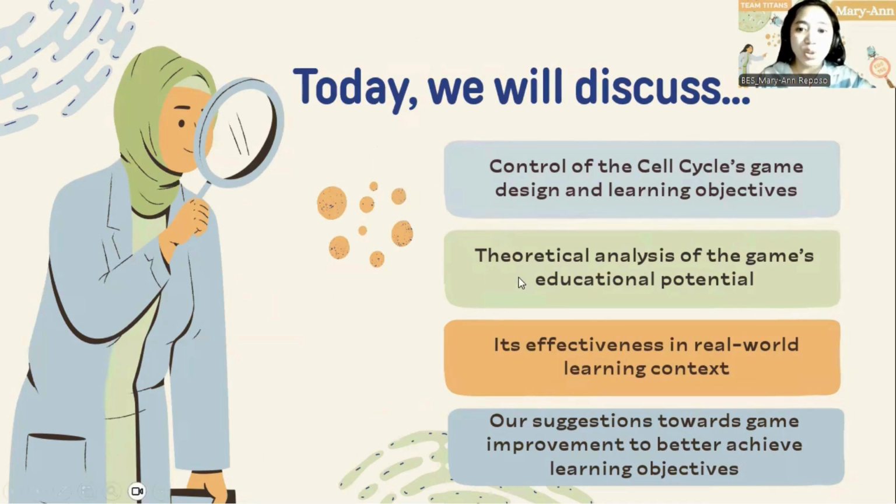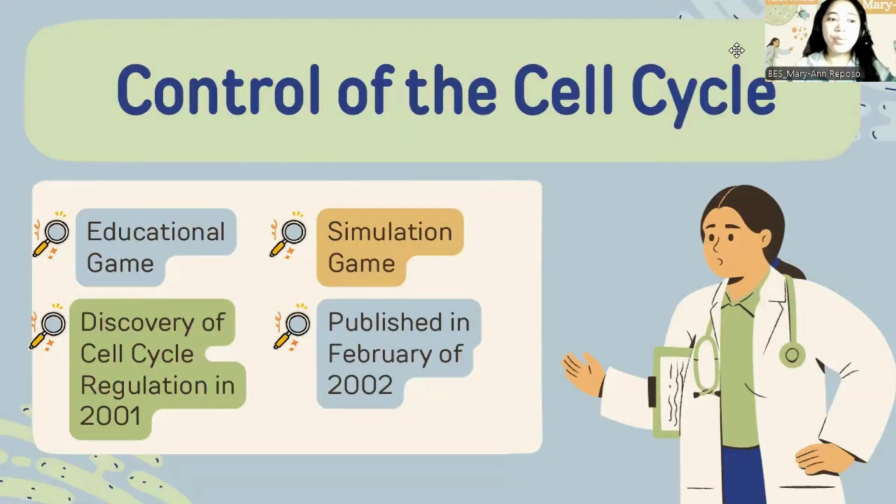So, what is The Control of the Cell Cycle? The game was published in February of 2002 and is classified as an educational game because it can be used in a formal education setting, and a simulation game since it recreates the real-life process of cell cycle regulation. The discovery of cell cycle regulation in 2001 is the inspiration behind the game's development.